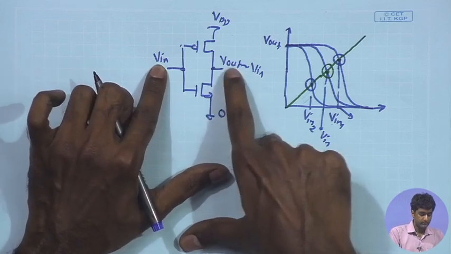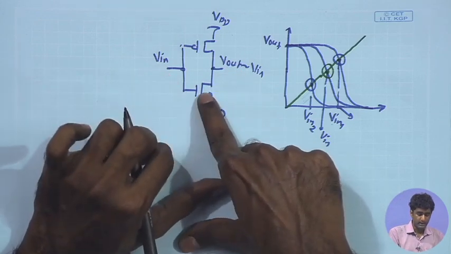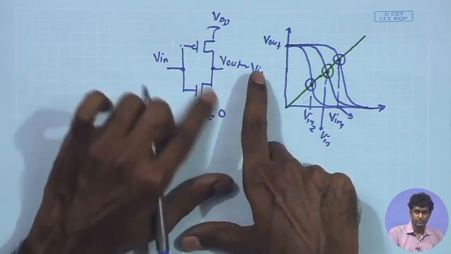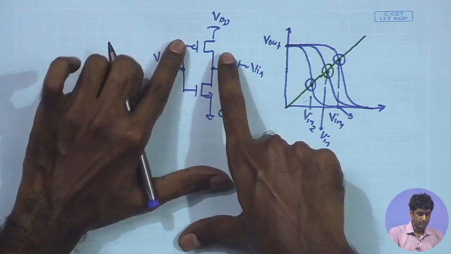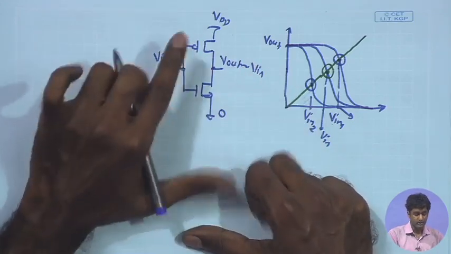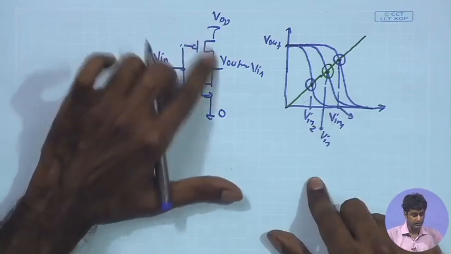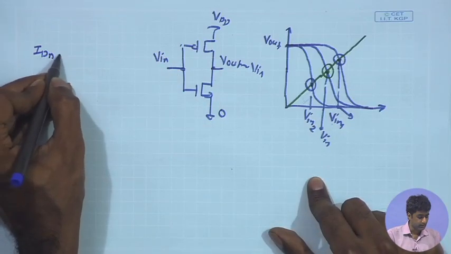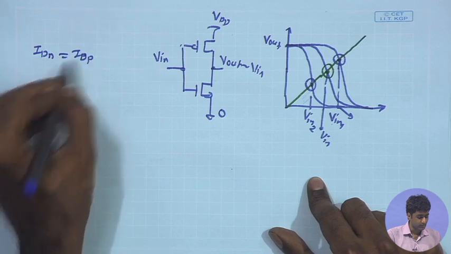As a result, we can definitely see that for the NMOS, the gate voltage and drain voltage are similar. As a result, of course, this is going to be in saturation. Likewise, for the PMOS, the same thing: gate voltage and drain voltage similar, therefore it is in saturation. Therefore, at that trip point, we can assume both the transistors are in saturation. And I can write down the current equation for both of them, IDN equal to IDP for the trip point.